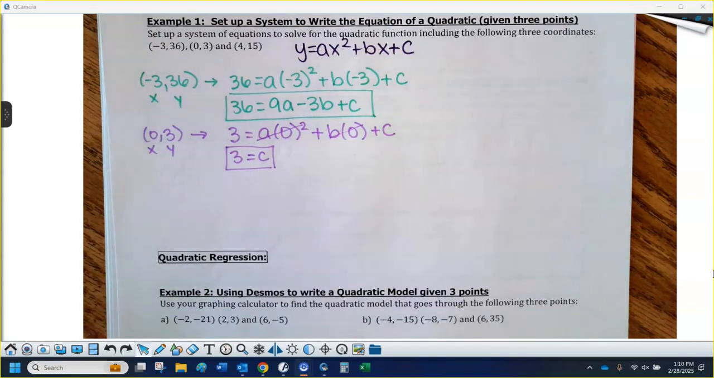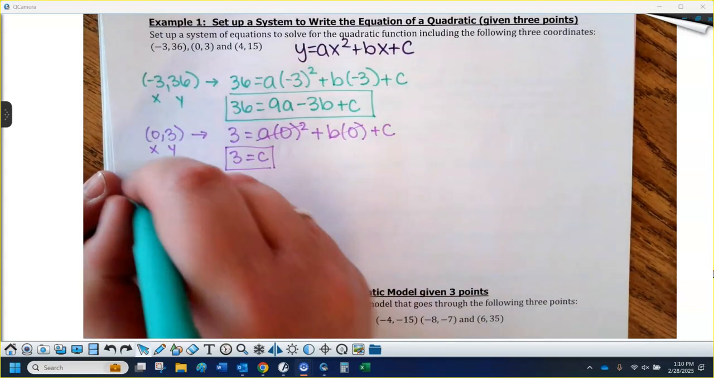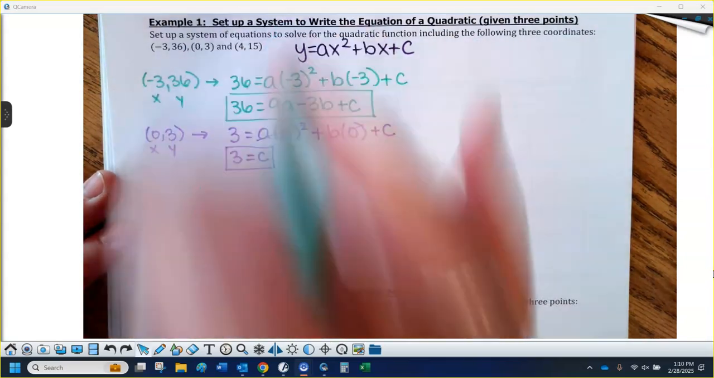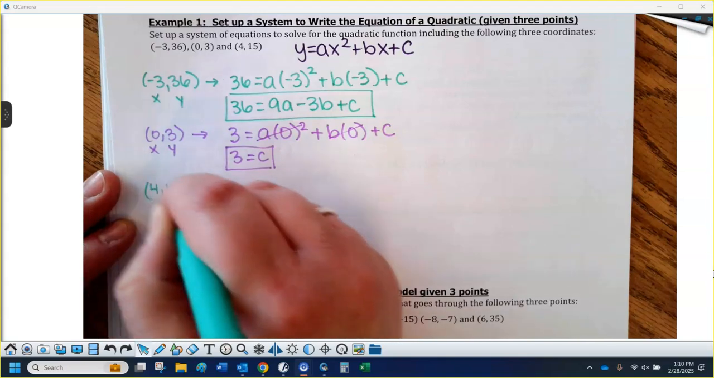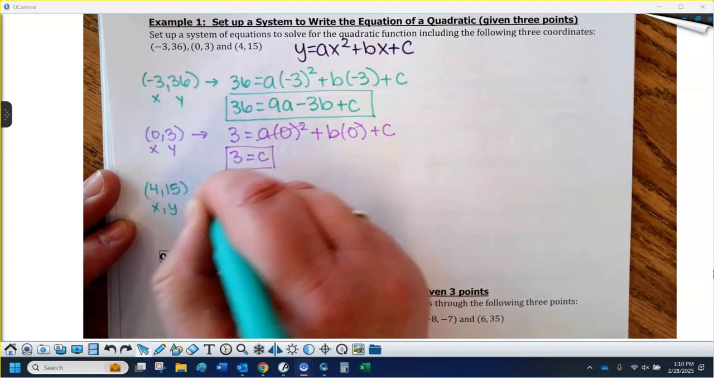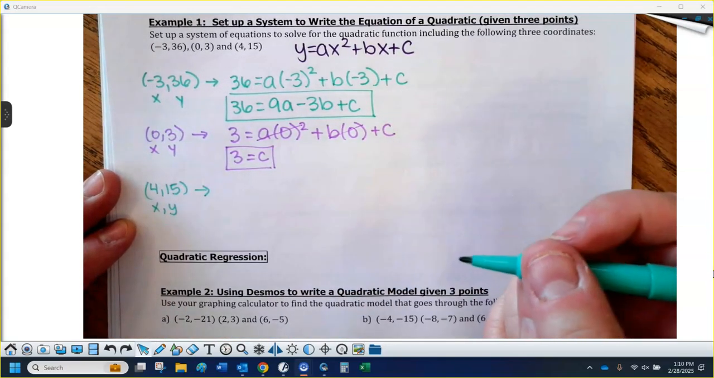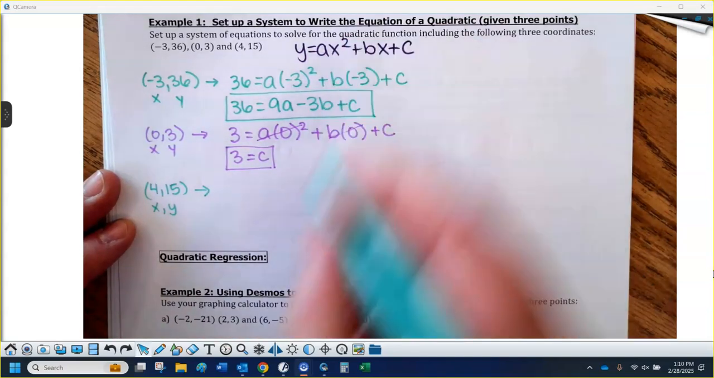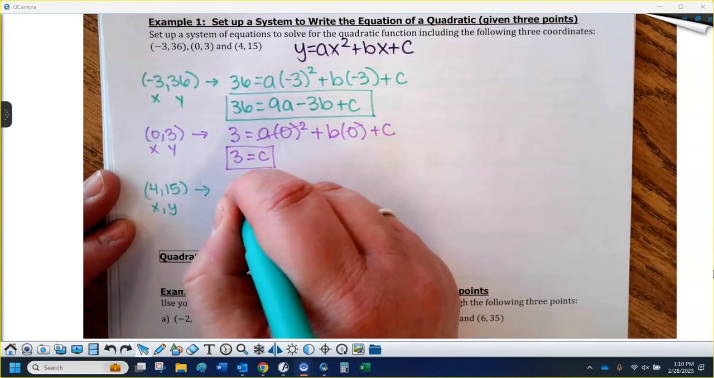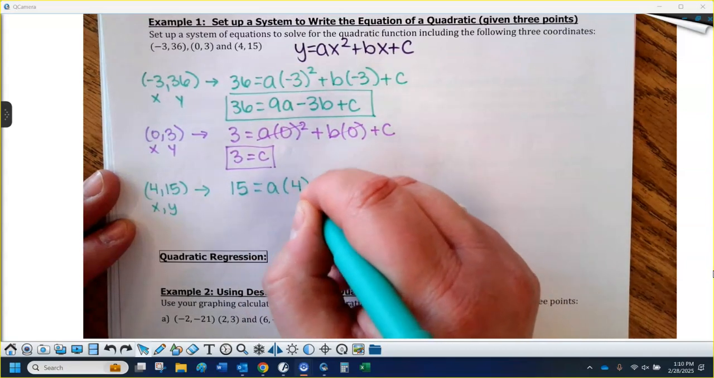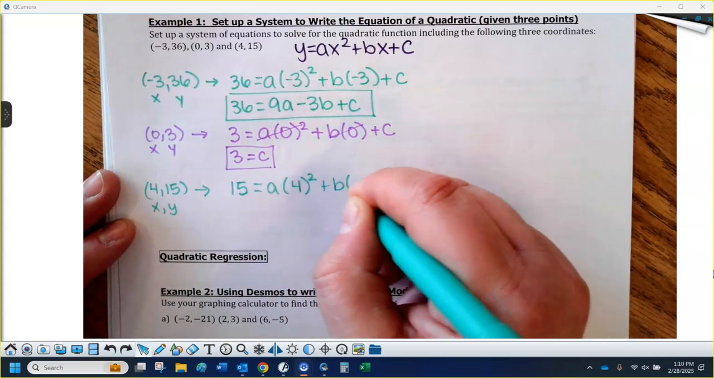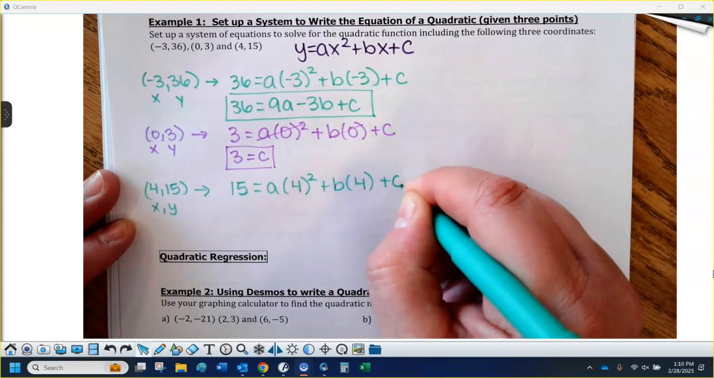Okay, and then I'm just going to do it one more time. I have to do 3 equations because I have 3 variables, so I got to use that third point, which is the 4, 15. So again, just the x coordinate is going to replace x, and the y coordinate is going to replace y in that standard form. So I'm going to write 15 equals a, and then I'm going to put in 4 squared plus b times 4, and then plus c.